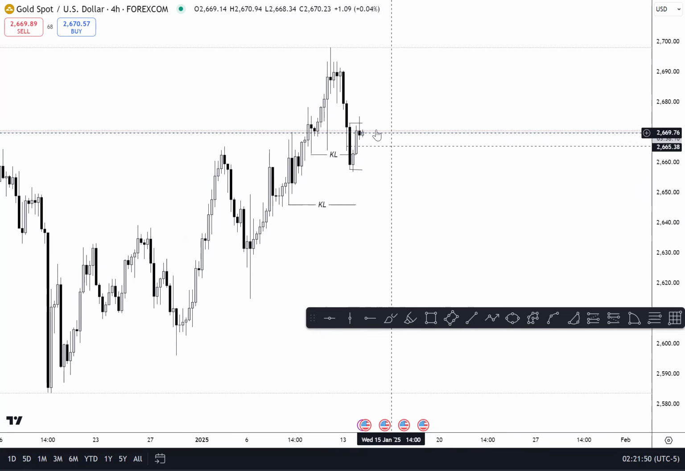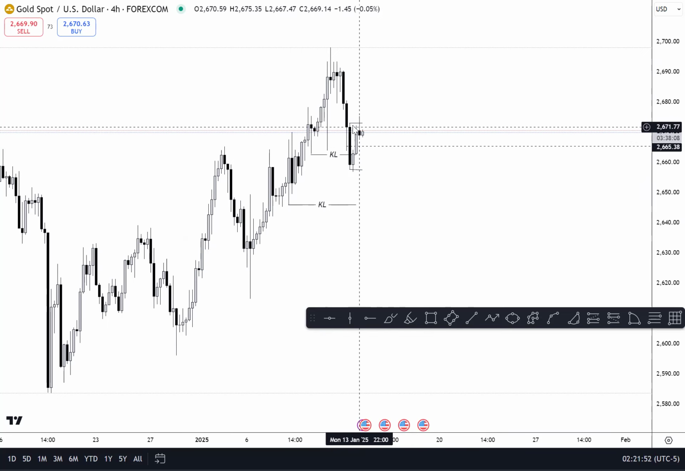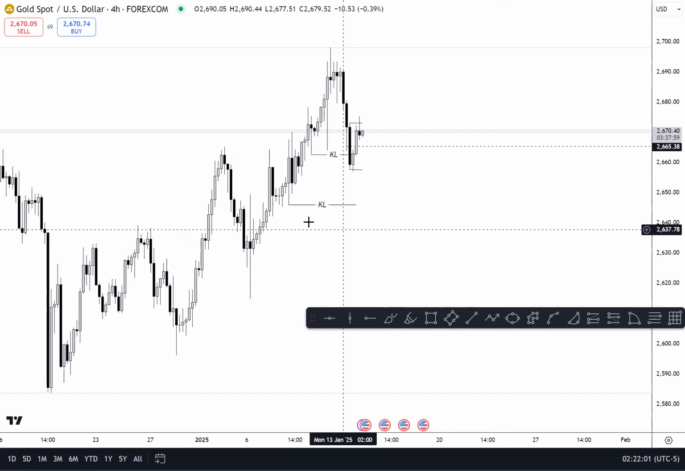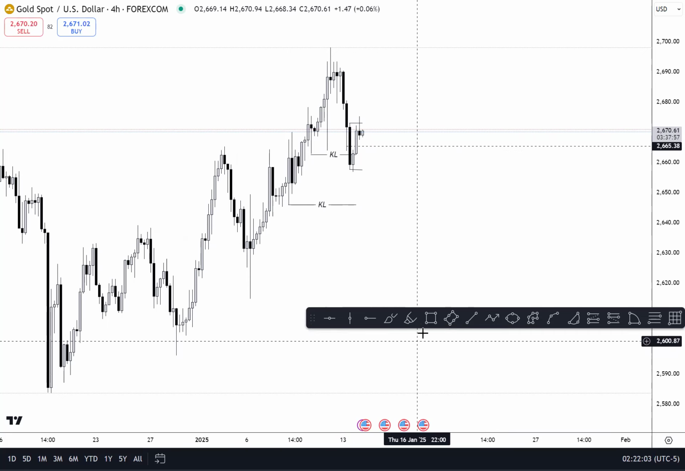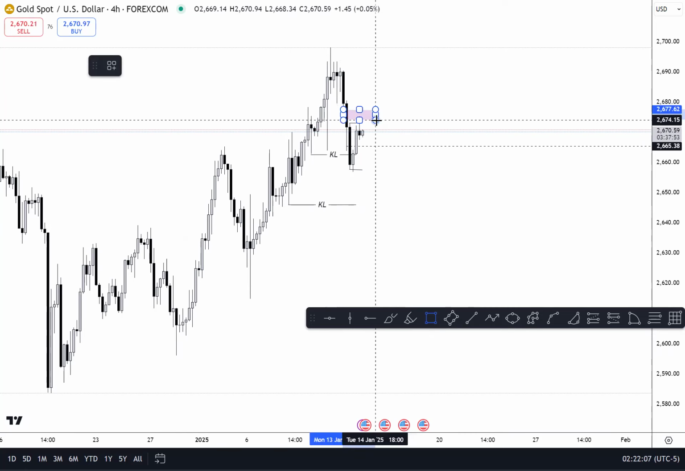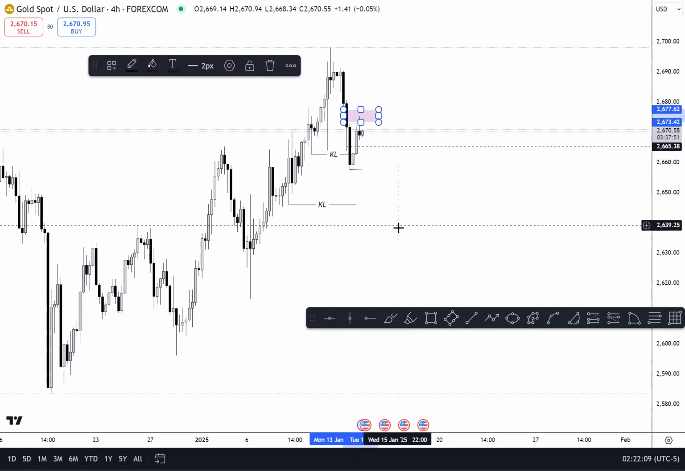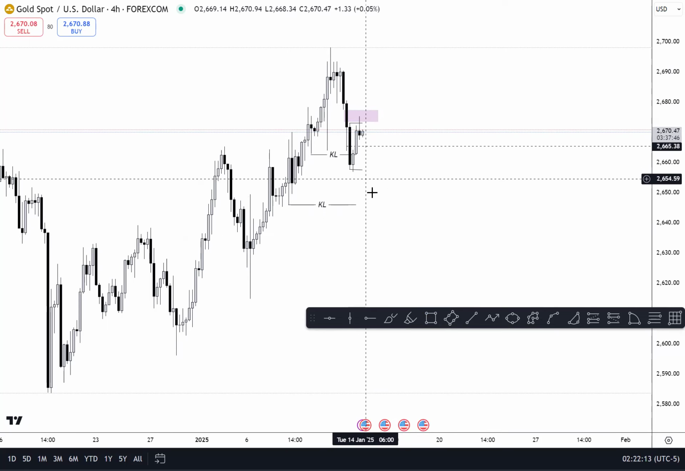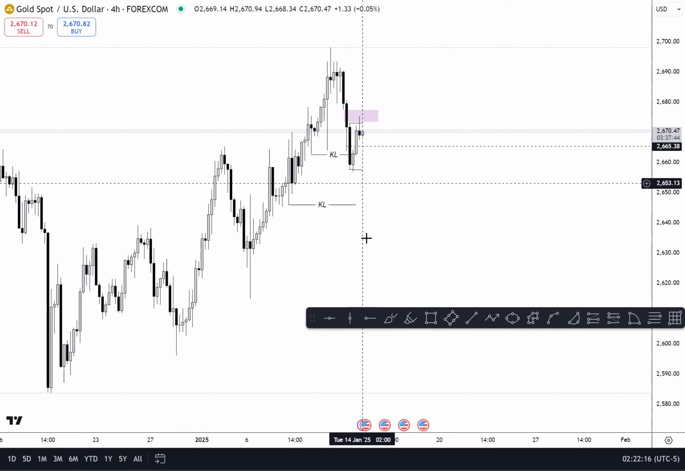And also, so now this top here is serving as a key level, the top of the candle, and also serving as an internal liquidity. And then also we have a 4-hour fair value gap here. Okay, so price purged into that H4 fair value gap.